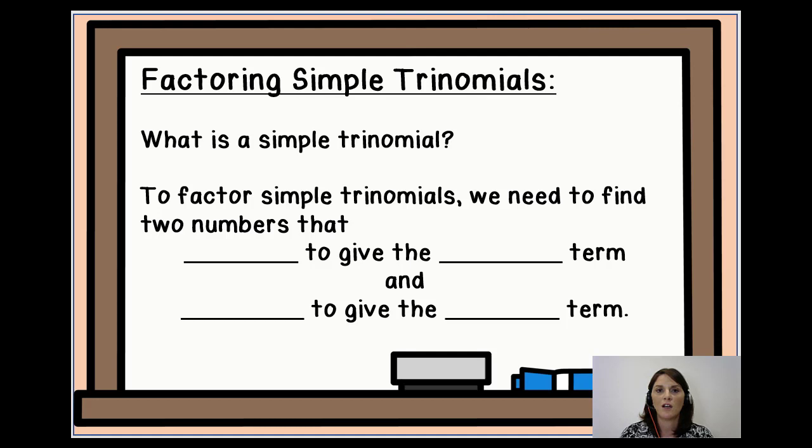So the first thing we should talk about is, well, what is a simple trinomial? A simple trinomial basically means we have a 1 in front of our x squared term. So again, if there's no number or coefficient in front of the x squared, a 1 is understood to be there. So what we're going to do is look for two numbers that add to give the middle term and multiply to give the last term. And this is how we're going to factor.